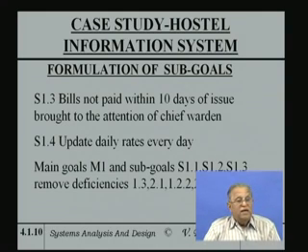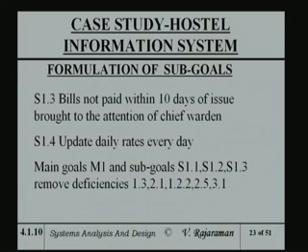Now, the other sub goal is that bills not paid within 10 days of the issue are brought to the attention of the chief warden. As I said, within 5 days of the end of the month, the student bills are issued, and if it is not paid within 10 days, you bring it to the attention of the chief warden. You update the daily rate every day. So, effectively what it really means is that the variations in the mess bill will be reduced.